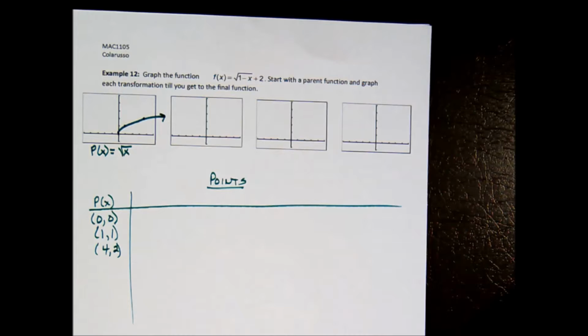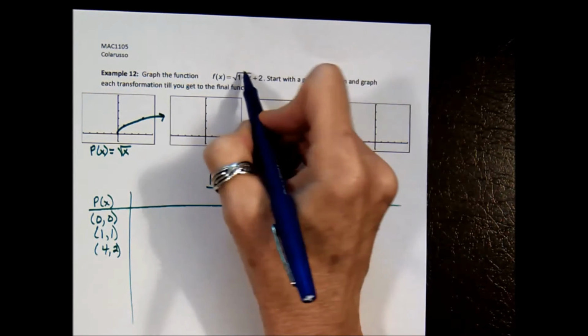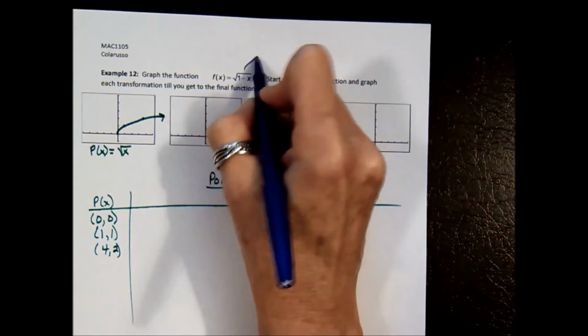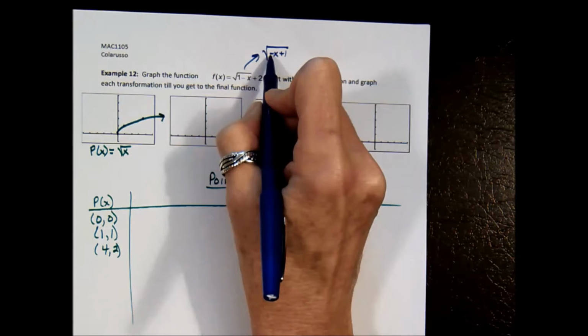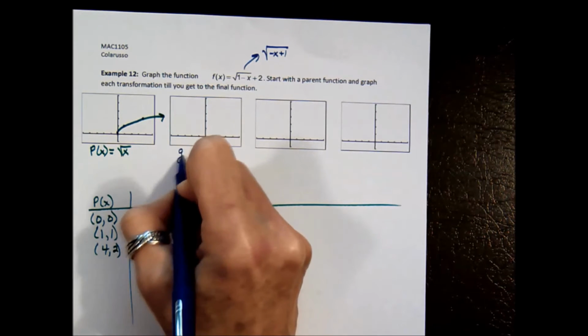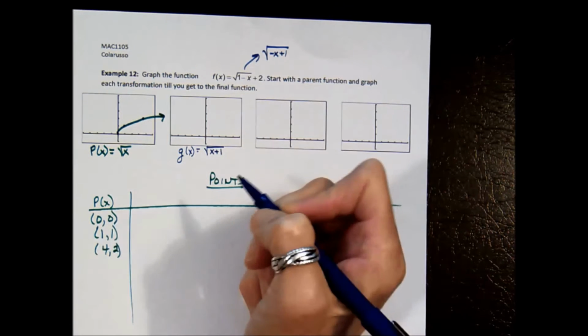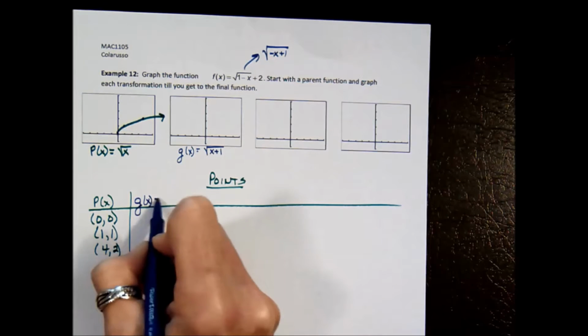Let's go to the second thing that we're going to do. The second thing we're going to do is start inside. Now this is where it's a little bit hard. What we're going to start with inside is, let me rewrite this. This is the same thing as negative x plus 1. I don't want to apply that negative. I just want to add the 1. So my second function, which I'm going to call g of x, is going to be the square root of x plus 1.